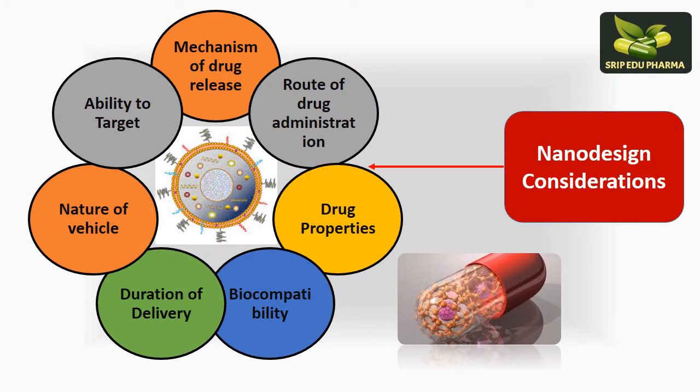So students, here you can understand what are the considerations we keep in mind while designing a nanostructure or a nano carrier system. So what are the considerations? These considerations are mechanism of drug release, route of drug administration, drug properties, biocompatibility, duration of delivery, nature of vehicle and ability to target. These are the factors that govern the nano design that we are going to formulate.